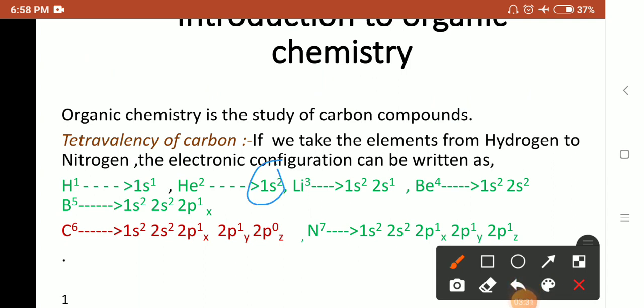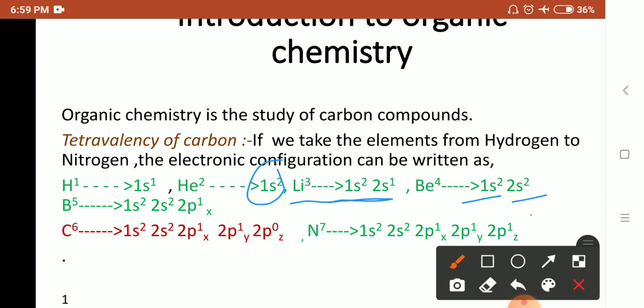Coming to lithium, atomic number 3 means 3 electrons are there. 2 electrons go into the 1s orbital, and the remaining electron goes into the 2s orbital. So this is the configuration of lithium. Next element in the periodic table, beryllium, atomic number 4, means 4 electrons. Each orbital has the capacity to take 2 electrons. Therefore 1s2, next 2s2. This is the configuration of beryllium.